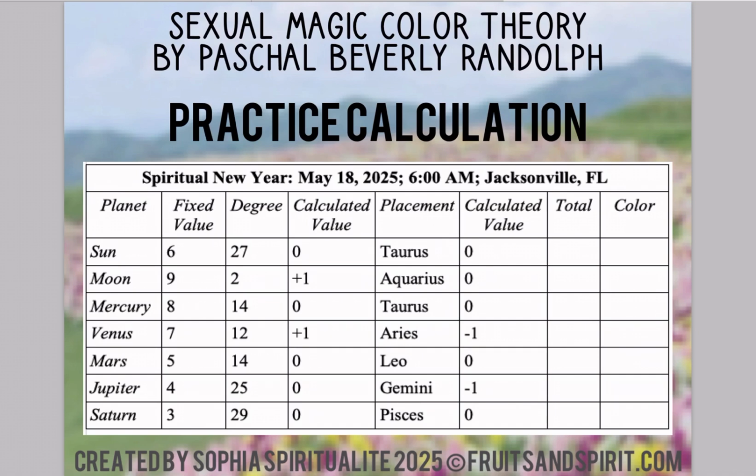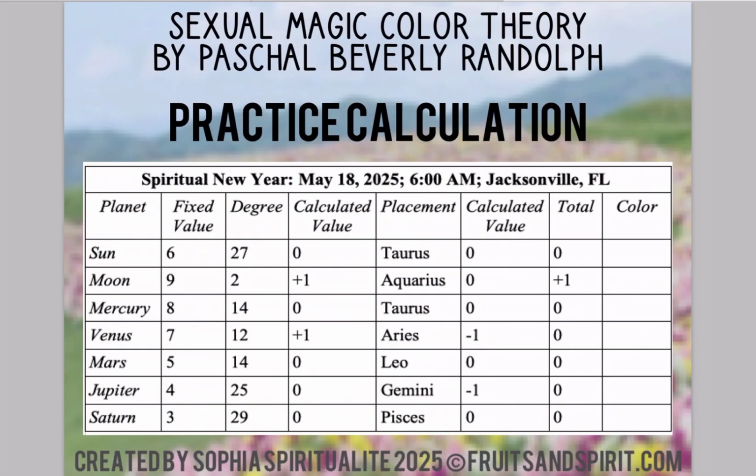So the only one that has a positive number on this chart is the moon at +1, and you can see that as it's here. That's it. The moon is the only one that has +1. Now, how do we get our final color number? Okay, you have to multiply the total, whatever your total is, by the fixed value. Don't forget to go back to the fixed value, because that's how you know what proportion it is.